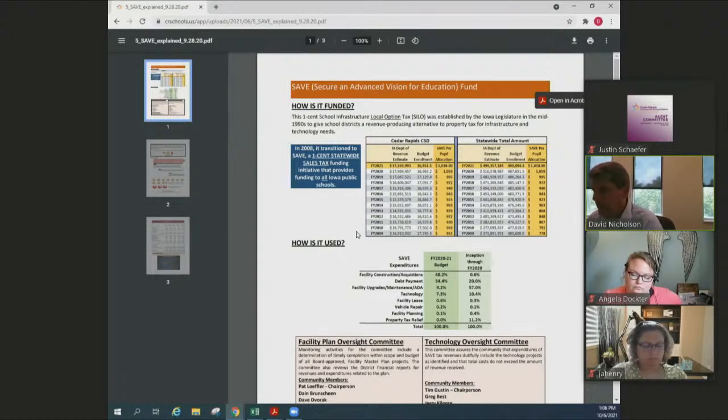Because we did pass it, after the first year or two, the state then said, everybody has it, let's just make that a state tax. So that's when it shifted from a local option sales tax to a state one penny tax for school infrastructure. It is a penny tax, and all schools get it.